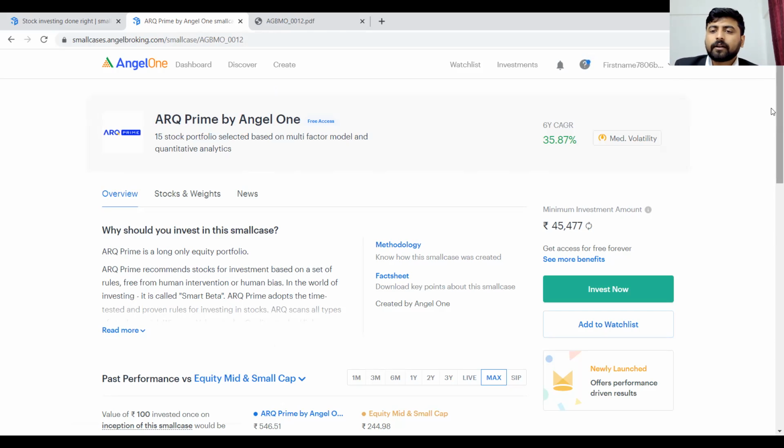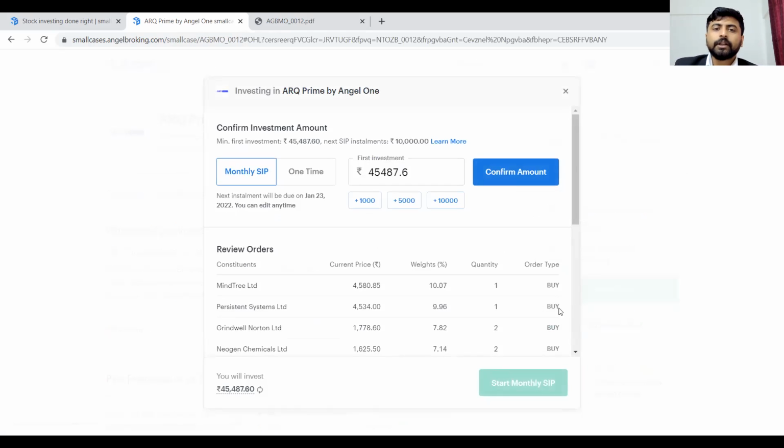So now when you click on the invest now button over here, you will be presented with two options: a one-time investment and a monthly SIP. So what does this mean? If you wish to make a one-time lump sum investment, kindly click on one-time investment. So now you will be presented with the minimum investment amount here. If you wish to increase it, you can feel free to do so. In this case, I'm going to edit it as 60,000.